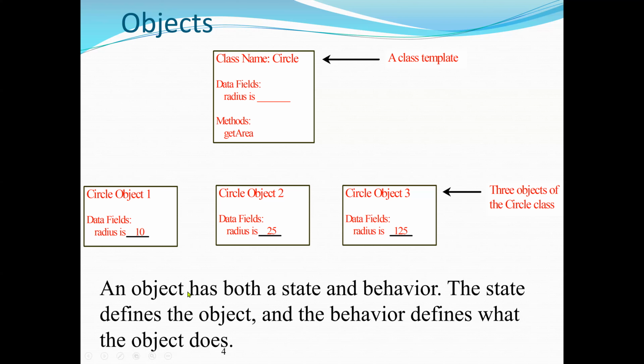So here we see an object has both the state, as we said earlier, and the behavior. The state, again, is the data fields of the circle, which is radius. The behavior is only one method, which is get area. And now a class may have as many fields as we want, and also as many methods as we want.